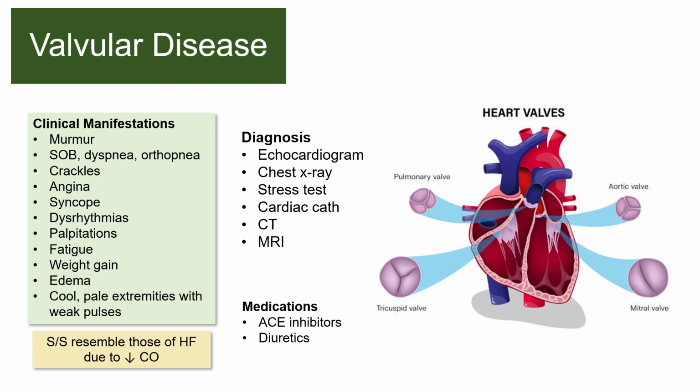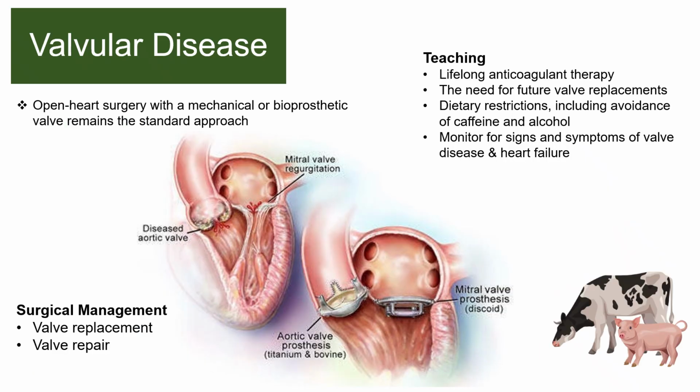So the diuretics are going to hopefully prevent fluid overload, because if there's an issue with the valves and things getting backed up, if you have a lot of fluid in there, it's just going to make it worse. So we want to take some workload off of the heart. So the patient may need a mechanical or bioprosthetic valve, and this requires open heart surgery. And the prosthetic valve could be from a cow or a pig. So it could be a repair or an actual replacement.